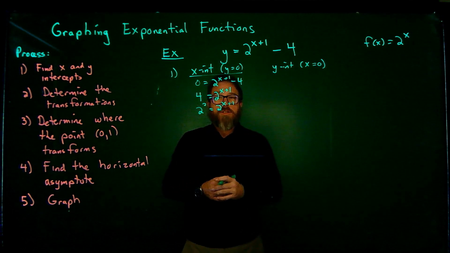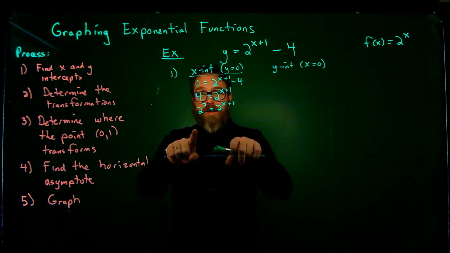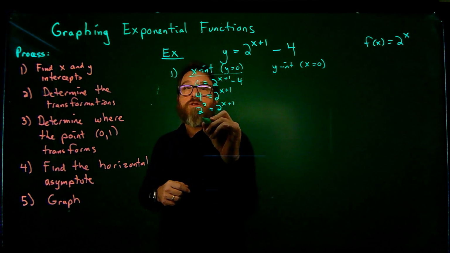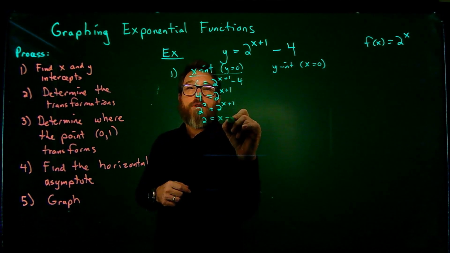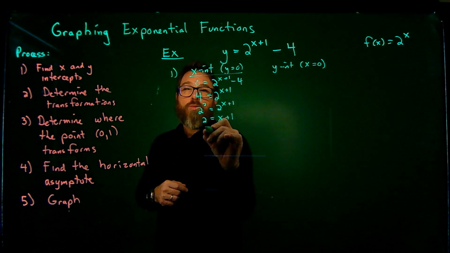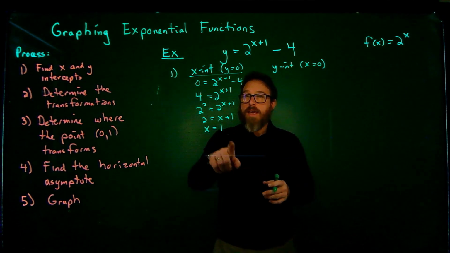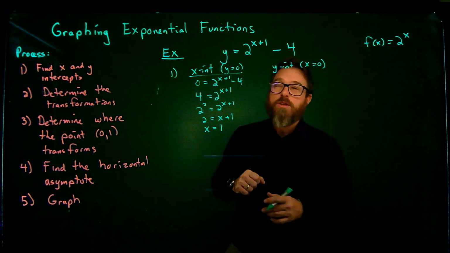And since exponentials are one-to-one, that means that if the bases are the same, then their exponents must be the same. So 2 is equal to x plus 1, which then subtracting 1, x is going to be equal to 1. So what we have is the point x equals 1, y equals 0.